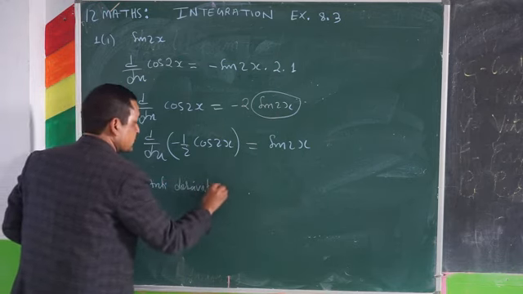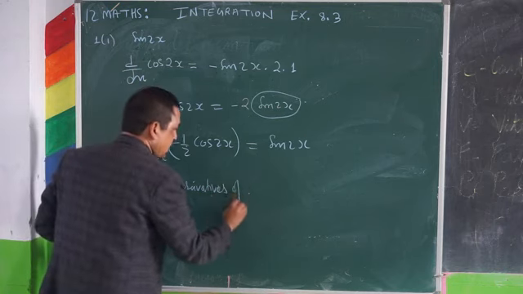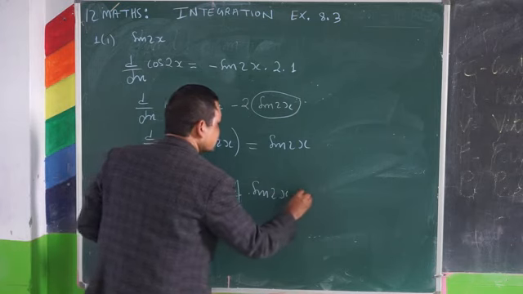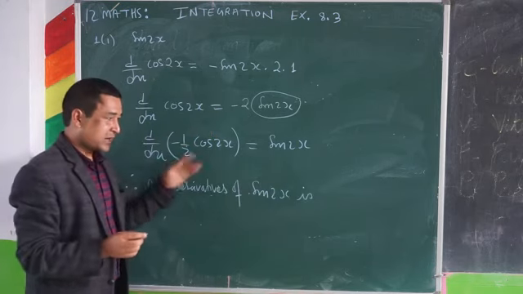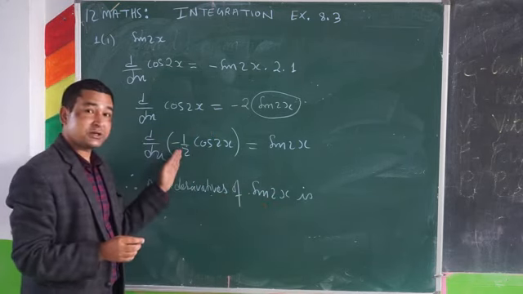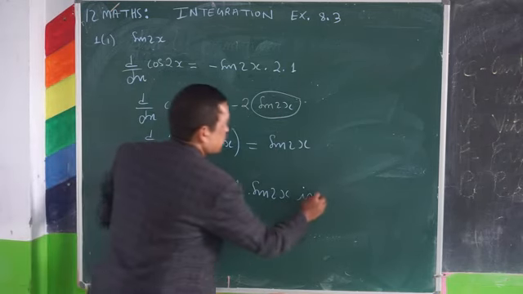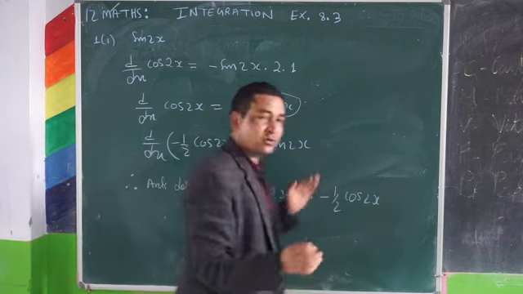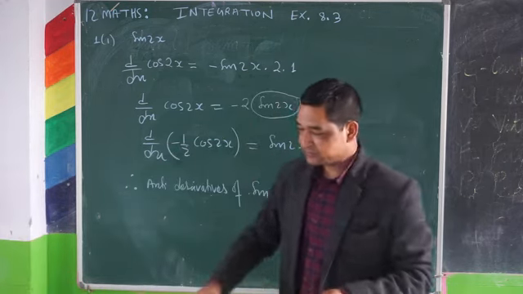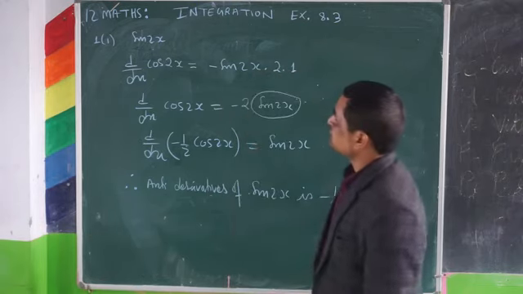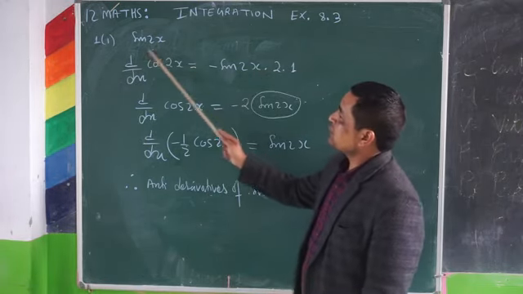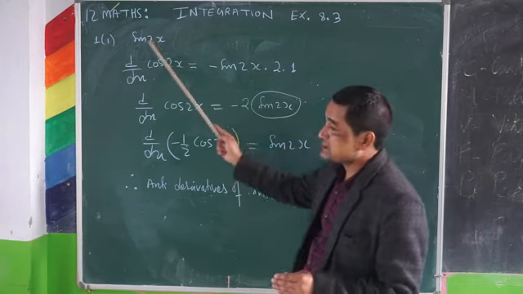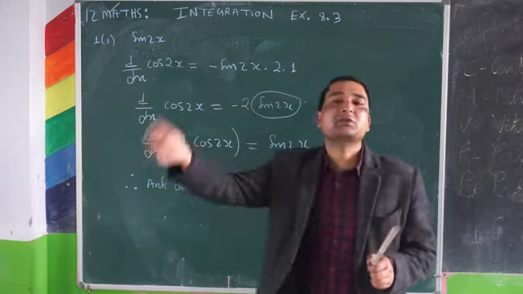Therefore, the antiderivative of sin 2x is how much? Sin 2x is the answer, and the question for that sin 2x is minus half cos 2x. I think you got the idea. Once again, look here. Sin 2x is the answer. Antiderivative means this is the answer, and from this answer you have to find the question.